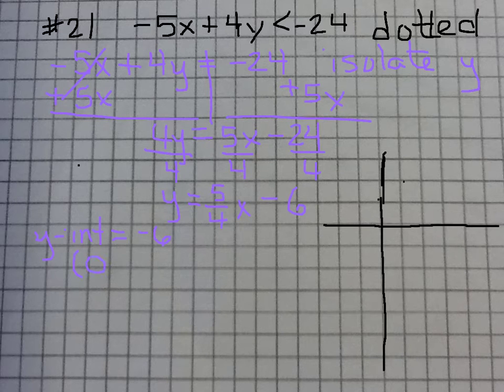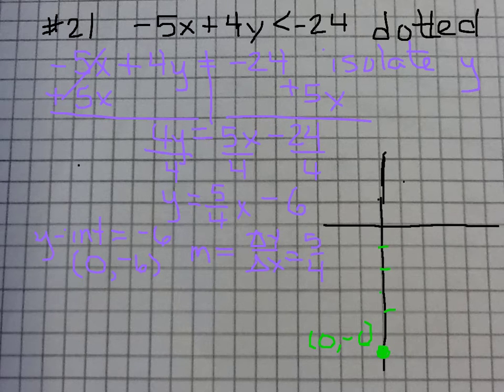And that gives me the point 0, negative 6 on my graph. And my slope is equal to the change in y over the change in x, and that's going to be equal to 5/4. So let's go ahead and graph this now. I'll make it green. I go down to my y-intercept: 1, 2, 3, 4, 5, 6. There's my y-intercept, the point 0, negative 6.